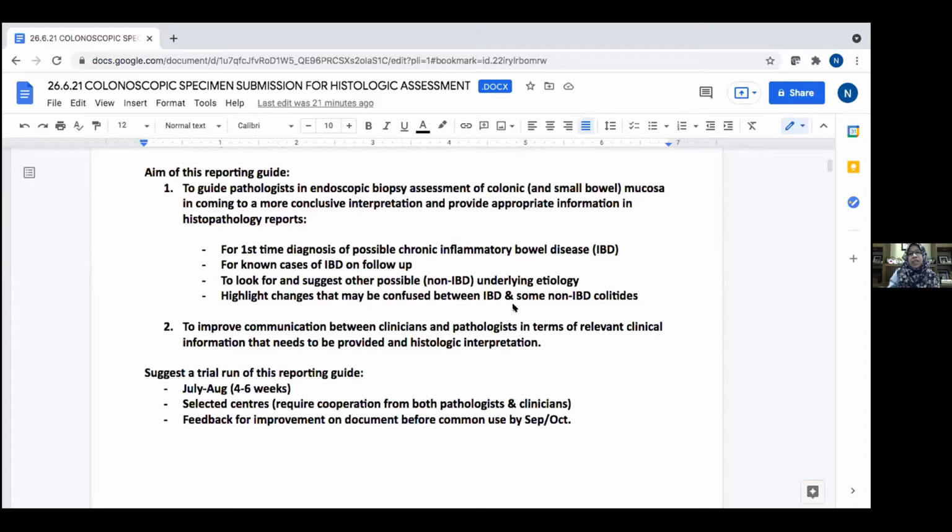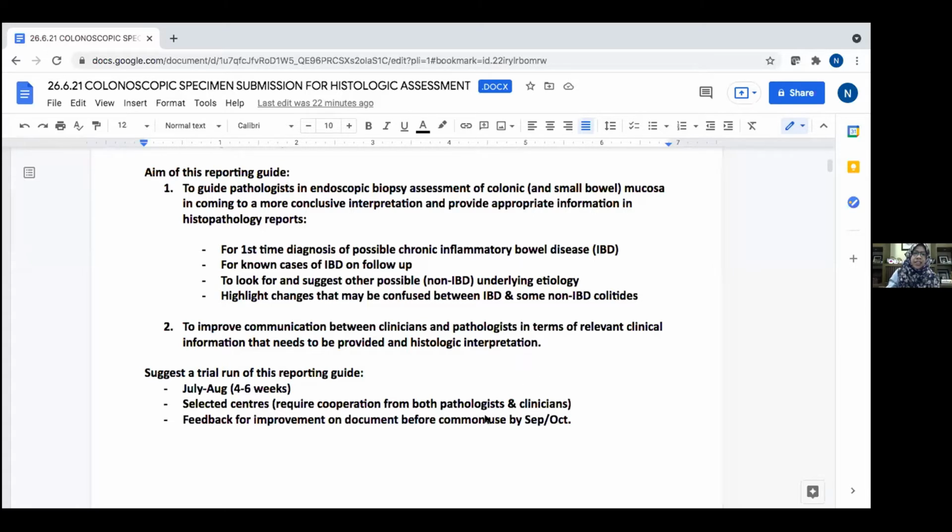The notes also highlight changes that may be confused between IBD and some non-IBD colitis. Hopefully this guide will also improve communication between clinicians and us, in terms of the relevant clinical information they need to provide in specimen submission, as well as improve our histologic description and interpretation.